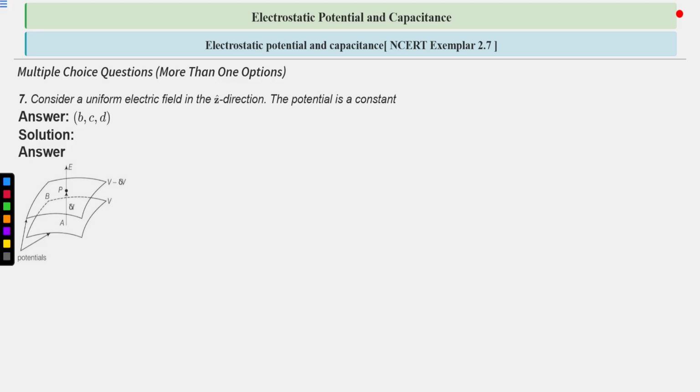These are two equipotential surfaces. The potential for the lower equipotential surface is V, and for the upper equipotential surface it is V minus delta V. So in this direction potential is decreasing, so electric field is in the direction of decreasing potential. This diagram we have analyzed before.